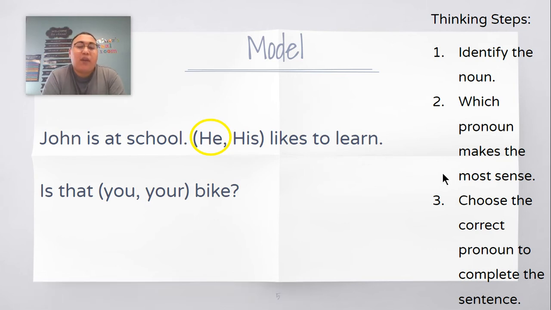Here, number 2 says, is that you, your bike? Which one would make the most sense? Is that you bike? Is that your bike? Which one? Your. If you said your, you're right. So is that your bike? Because it belongs to you, right?